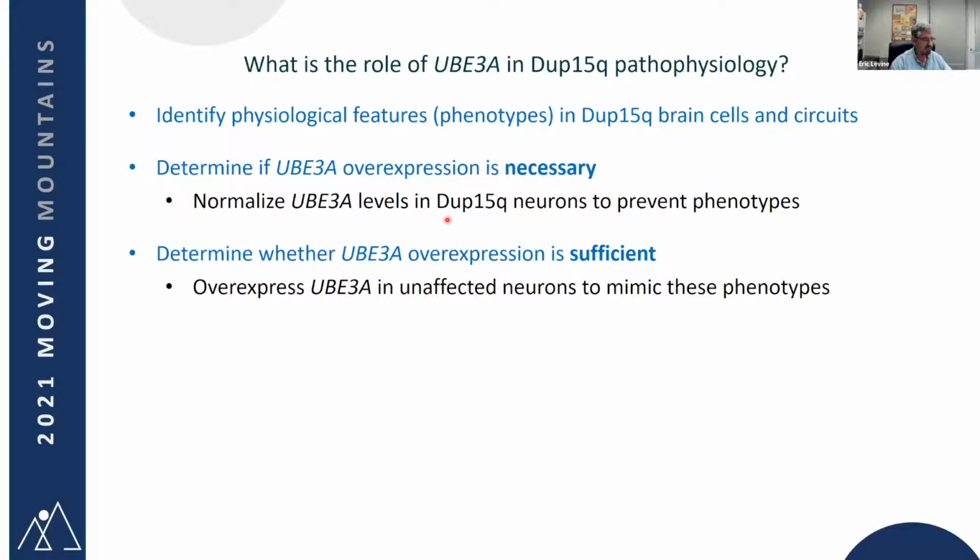just normalize UBE3A, and see if that actually prevents the phenotypes, to see if UBE3A is actually necessary. The other aspect of the question is whether UBE3A overexpression is actually sufficient. So to address that question, we're going to overexpress UBE3A in unaffected neurons and see if the overexpression of UBE3A by itself is enough to mimic these cellular phenotypes that we've found. So that'll tell us whether UBE3A overexpression itself is sufficient, or maybe there is an important contributing role of other genes.